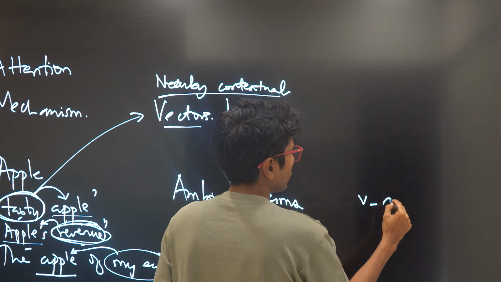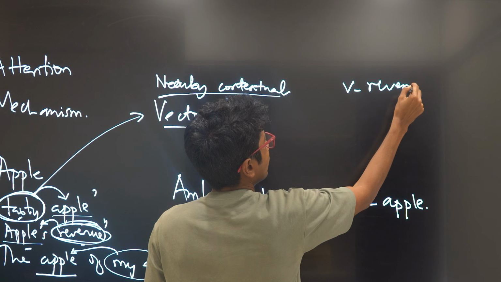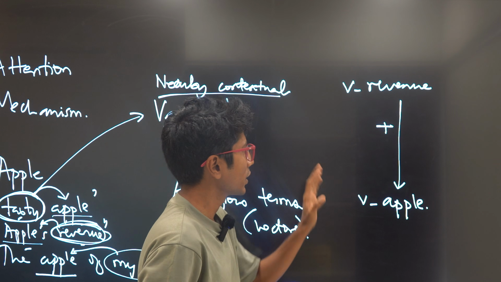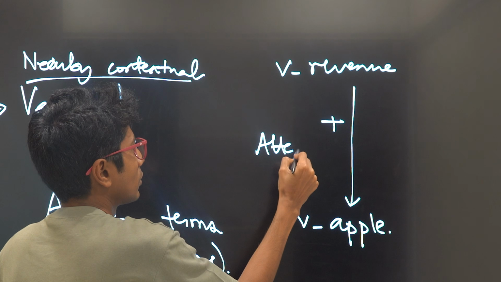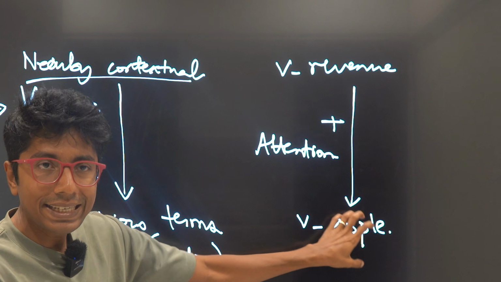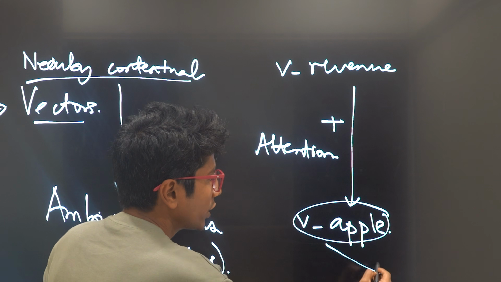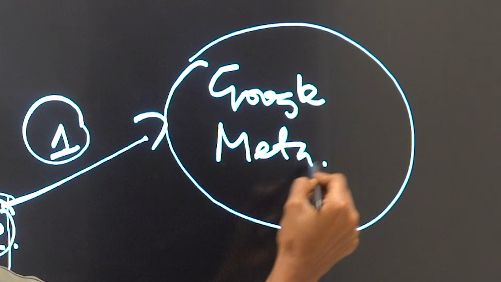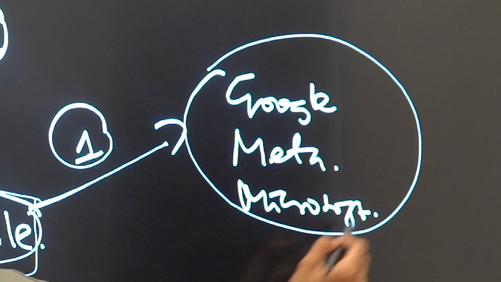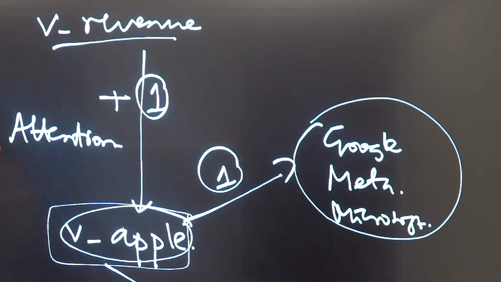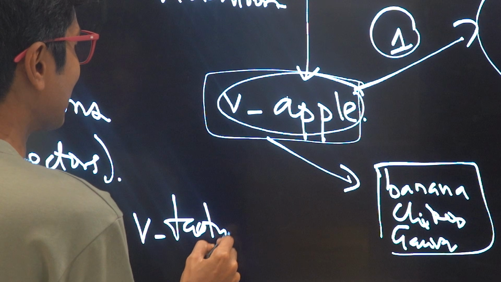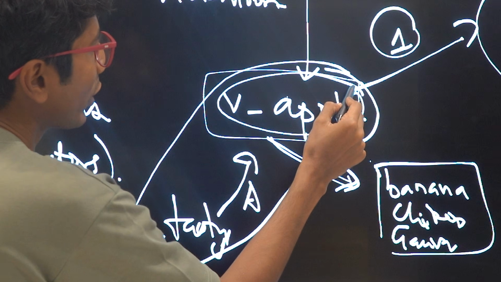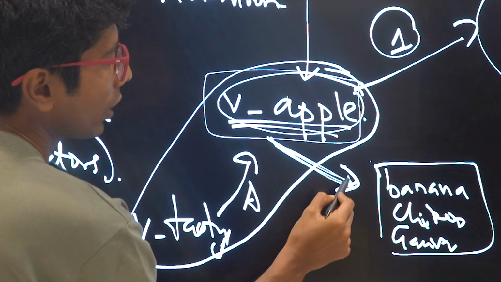So take the vector of apple, take the vector of revenue. When you add these two vectors, when you perform some sort of an operation, it's not a direct addition, but it's the attention operation. You effectively take the vector of apple and you push it in the direction of the company Apple. So Google, Meta, Microsoft are all here. The first operation of vector revenue is going to send it there. If you instead add a vector of tasty to this, if you perform the attention mechanism of these two vectors, then it's going to push the vector of apple to banana, chiku, and guava.